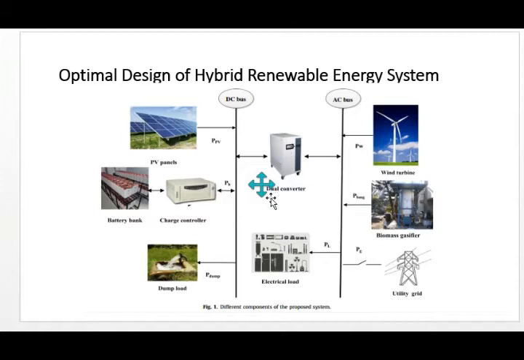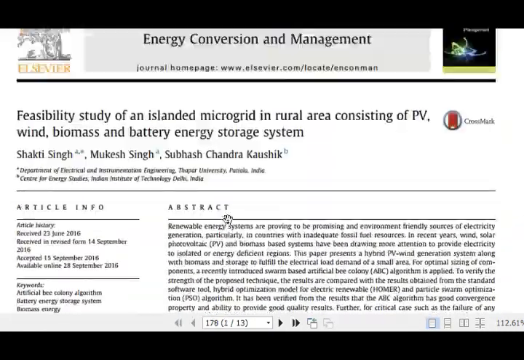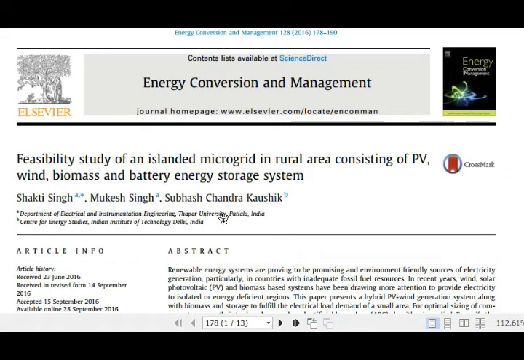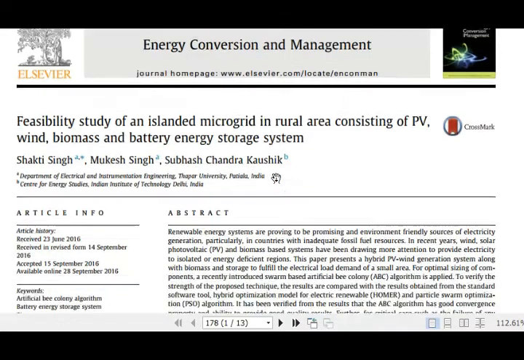So let's discuss a research paper that will be our main paper. This is our main research paper that we will be discussing. This is an elsewhere published research paper. We will simulate this research paper and we will also discuss some other scenarios of this paper because this is an off-grid system. So we will also be discussing a grid-connected system, and later on we will also be discussing the HOMER simulations to verify all of our modeling and simulations.